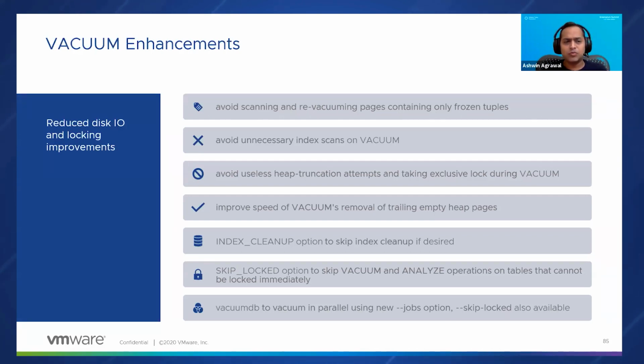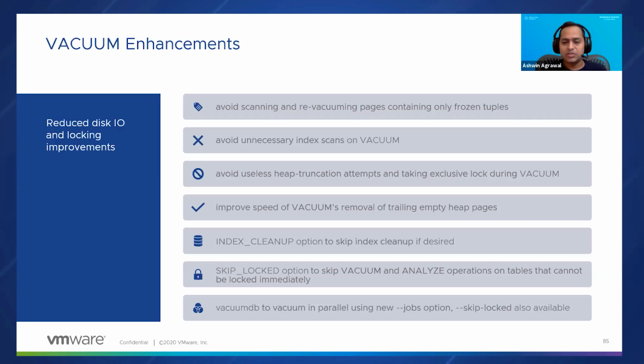The enhancements coming for vacuum are in the realm of reducing disk IO and reducing locking. Those are very critical pieces because vacuum is a maintenance activity and you want to keep its disruption to the normal workload as minimal as possible. If you have tables which have been vacuumed and all the tuples have been frozen in the past, rerunning the vacuum will completely skip rescanning those pages. That's a major improvement which helps reduce disk IO, because it will not even read those pages to figure out if anything needs to be frozen.